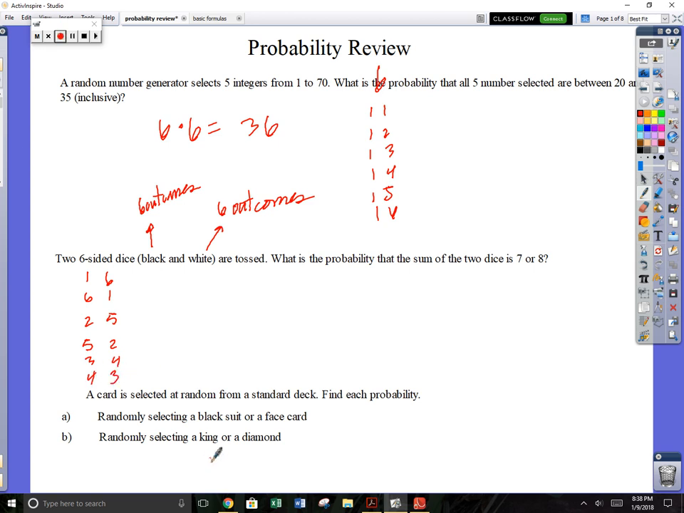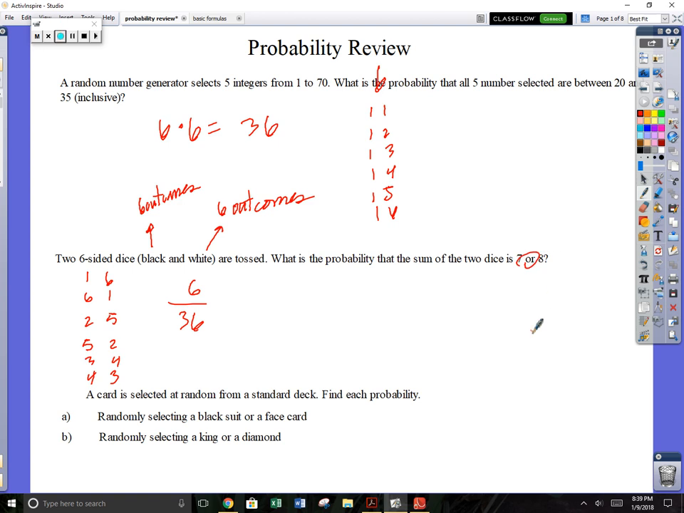So 7 is actually the most likely number to be rolled when you're rolling 2 dice, and it's right in the dead center. So the extremes have the least probability, like a 1 and a 1 or a 12. There's only one way to roll a 12 out of the 36. There's only one way to roll 2. But the closer you get to the middle, the more outcomes there are. So there are going to be 1, 2, 3, 4, 5, 6. There are 6 different ways to roll a 7 out of the 36 total.